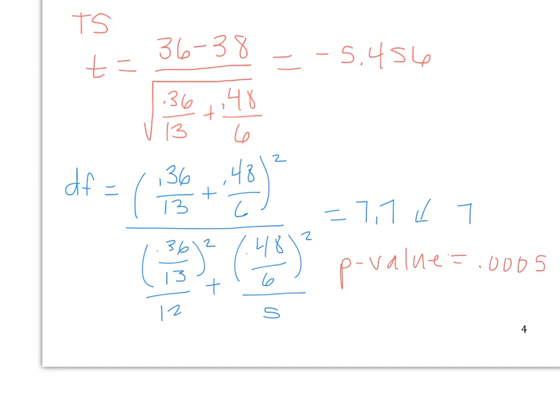Now again, using any significance level, we're going to come to the same conclusion. We are going to reject the null, and that is because the p-value 0.0005 is less than alpha at any level, 0.01, 0.05, and 0.1. So we're rejecting that these two beverages have the same sugar content.